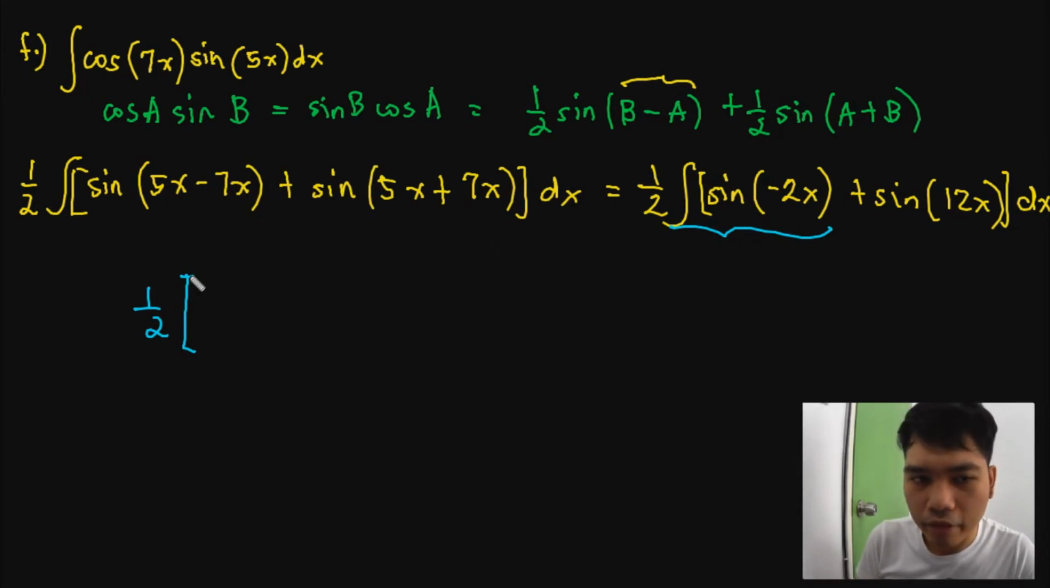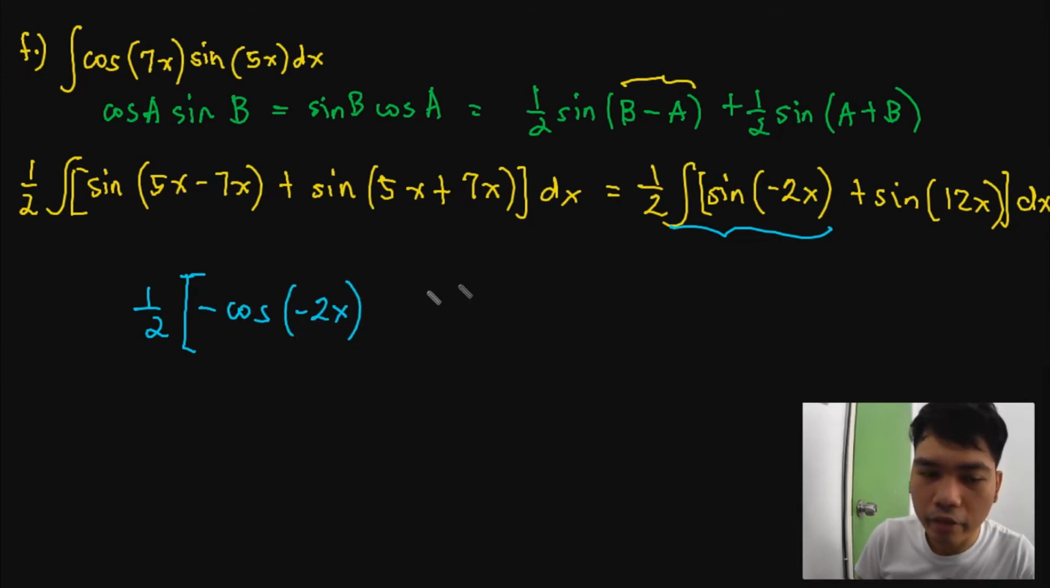So, 1/2, and then the antiderivative of sine of negative 2x would be, remember, when you're trying to find the antiderivative of sine, it gives you cosine, so your antiderivative will automatically be negative. So in this case, that would be negative cosine of negative 2x, and therefore since meron tayong operation na multiplication sa x which is negative 2, we need to inverse that, so that would be multiplied to negative 1/2.